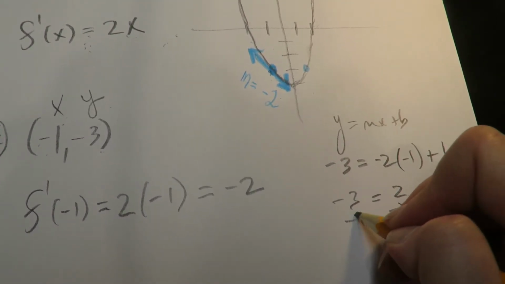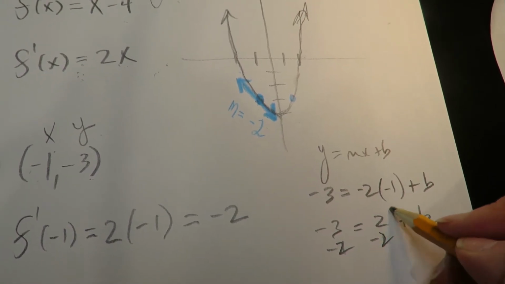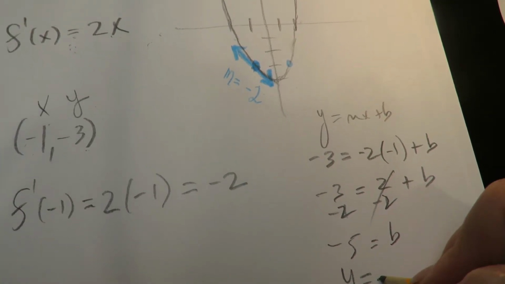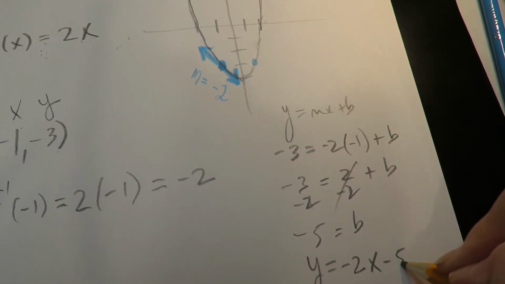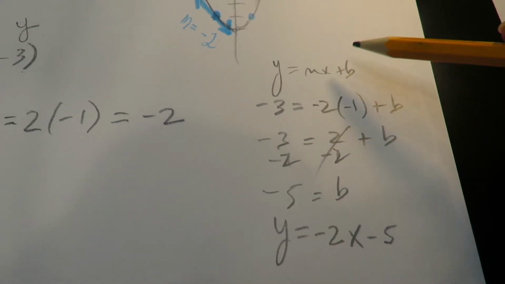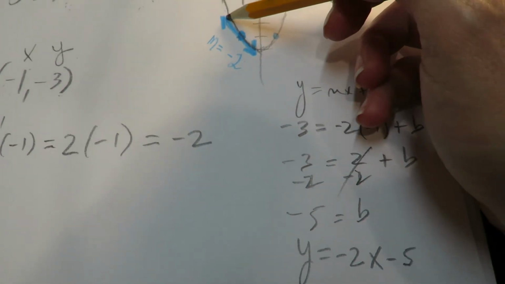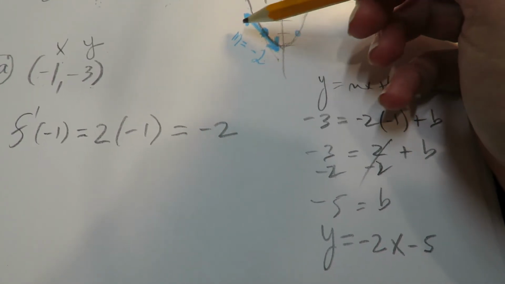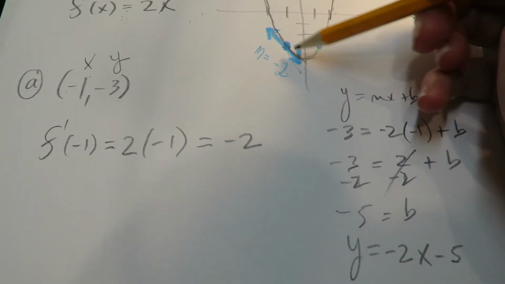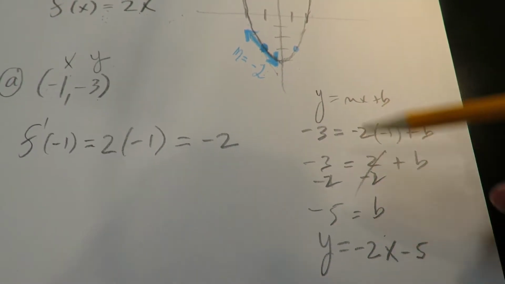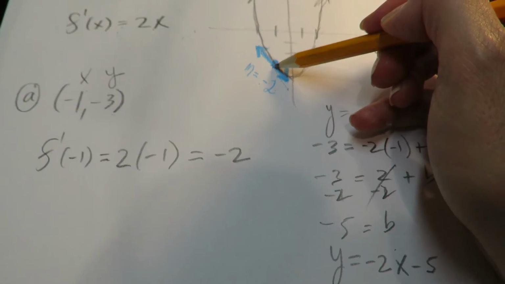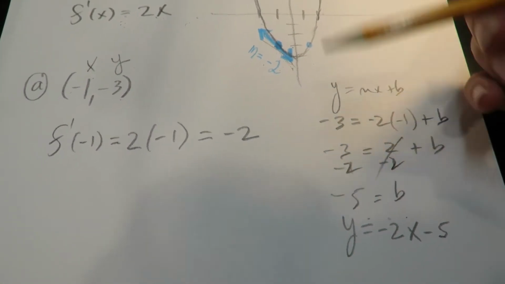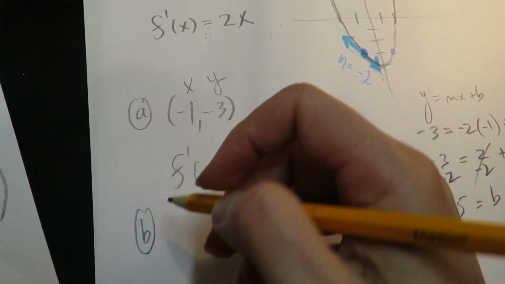Sorry, brain is not working correctly. You have to move the 2 to the other side. b is -5. So you're going to get y equals -2x minus 5. Okay, so I could actually create this entire equation. It's negative 2x minus 5. But what I'm asking for right now is just what are the slopes at each of these, okay? But that's the idea. This is the slope of the tangent line. This is actually the tangent line. I actually found the line itself. I'm just going to ask you for the slopes, okay?